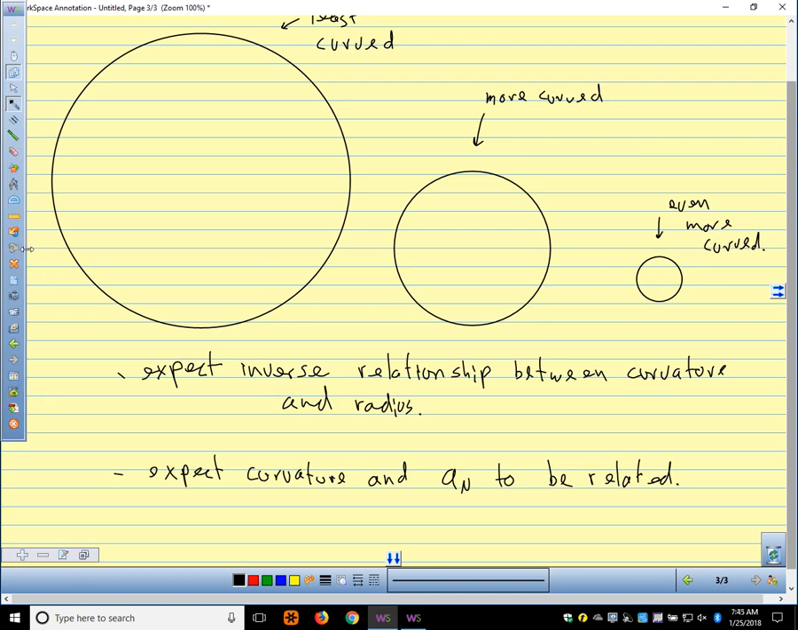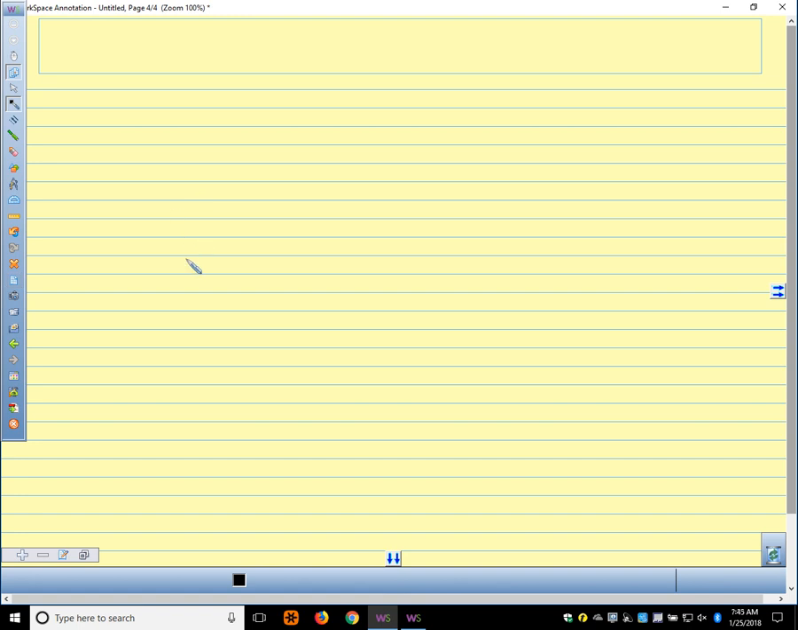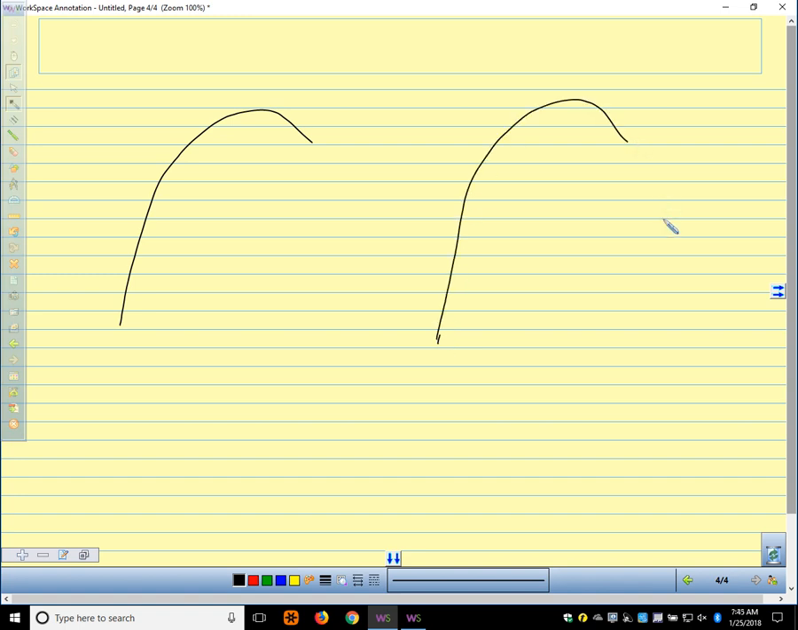So let me draw a couple more pictures now. So this is our intuition. I'm going to draw two pictures of a curve, because I'm going to put some illustrations. Those are the same curve. I'm going to call that A, and I'm going to call this point B. They are the same curve. So I'm defining them to be the same.